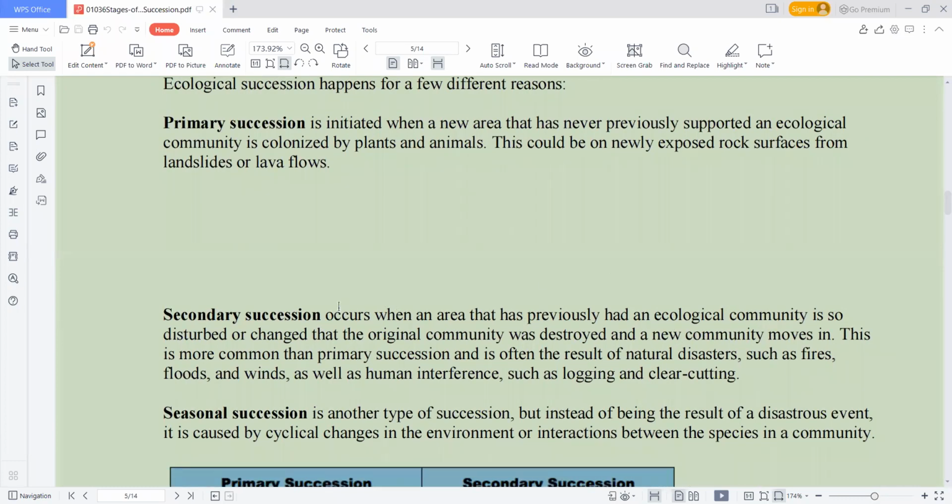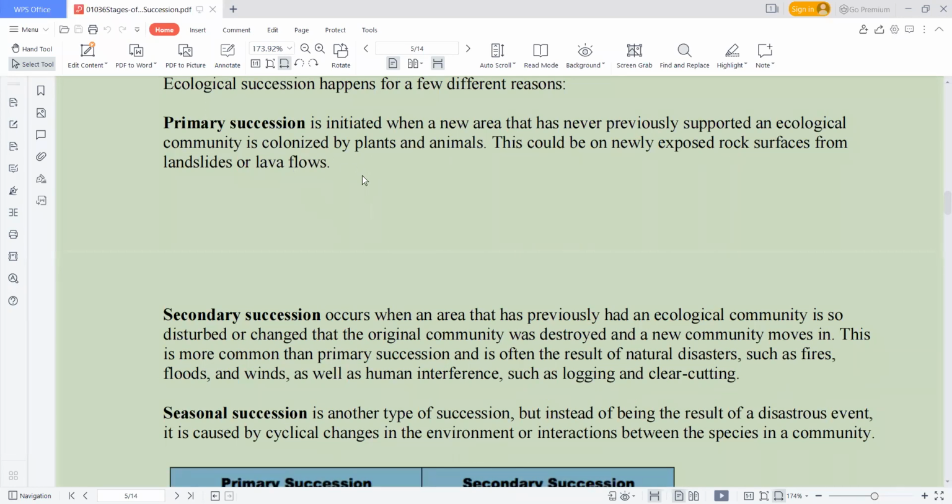But due to disturbances or changes in the community due to environmental factors or other catastrophic factors, such as fires, floods, winds, or other human activities, that area becomes bare. So now again the succession will start. So it is called secondary succession.